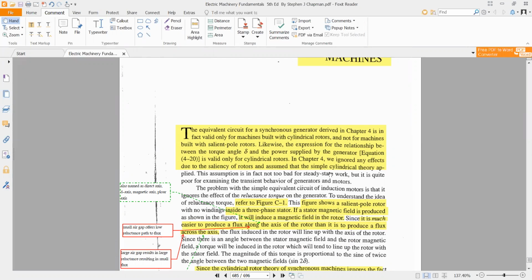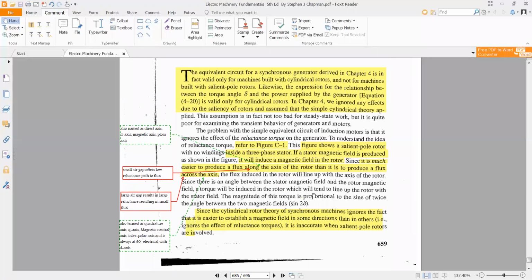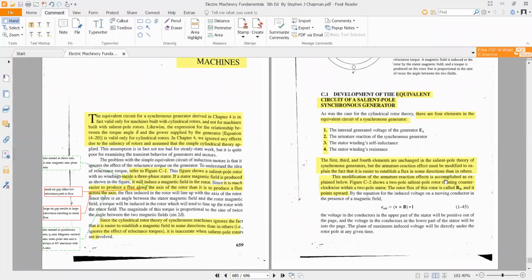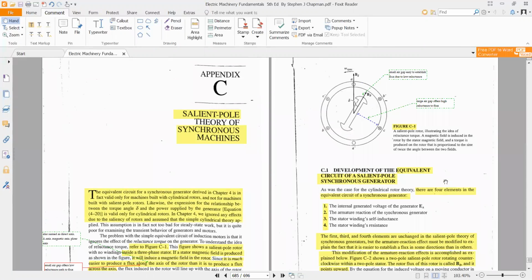In order to understand the effect of salient pole machines, or the effect of saliency of the rotors, let's see figure C.1. This figure shows a salient pole synchronous machine. As you can see, the poles are salient; a salient rotor has been used.